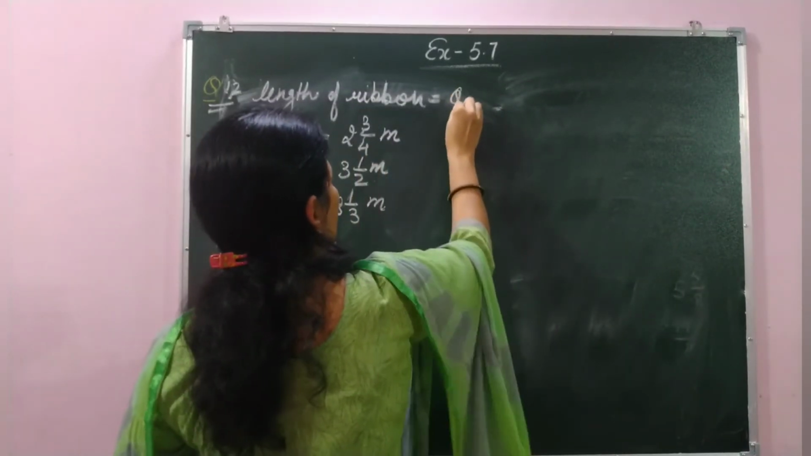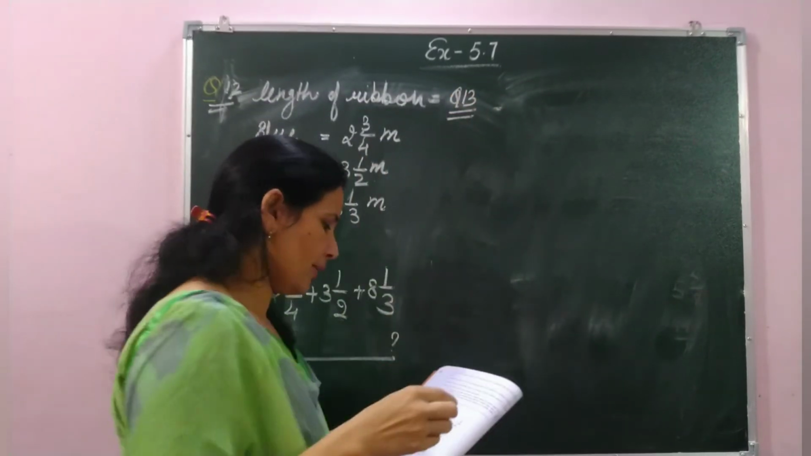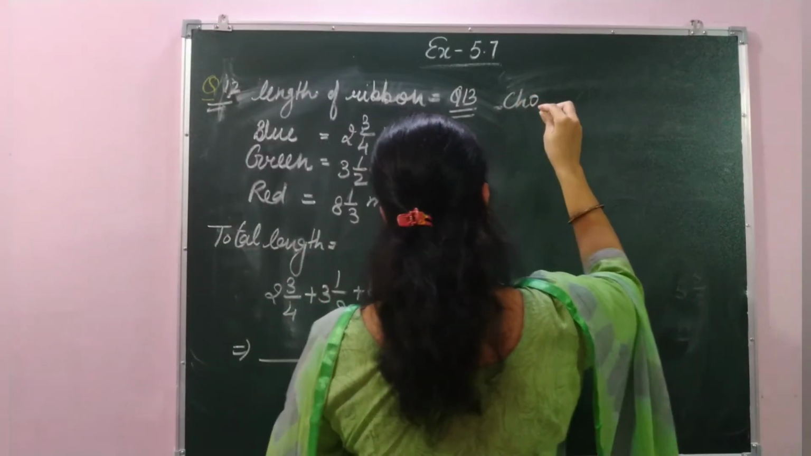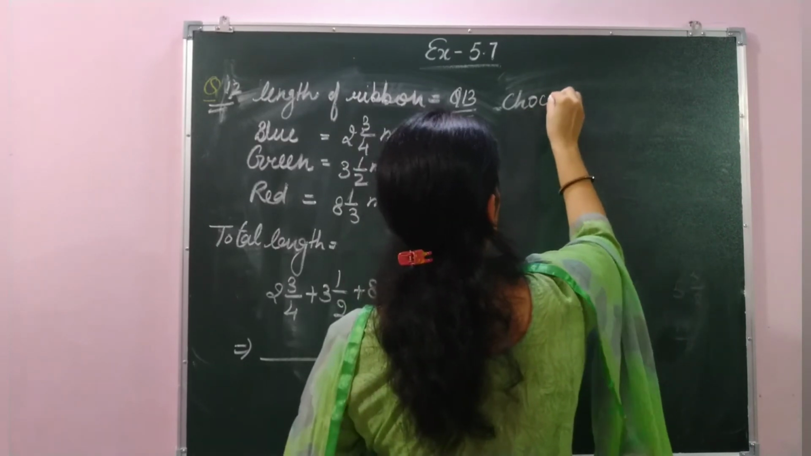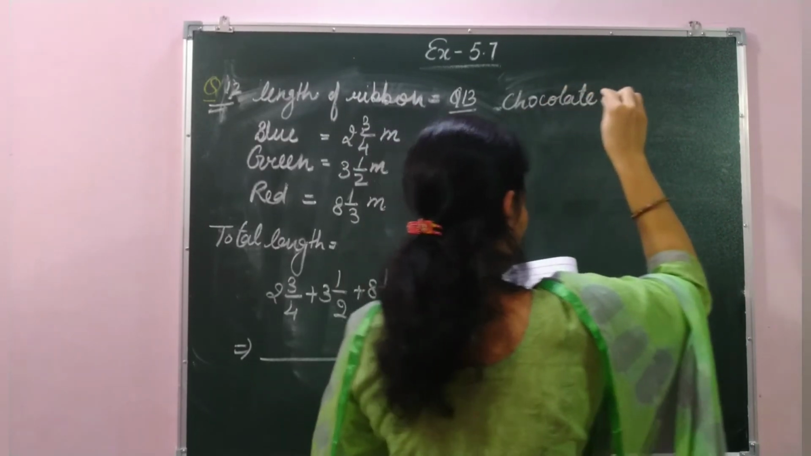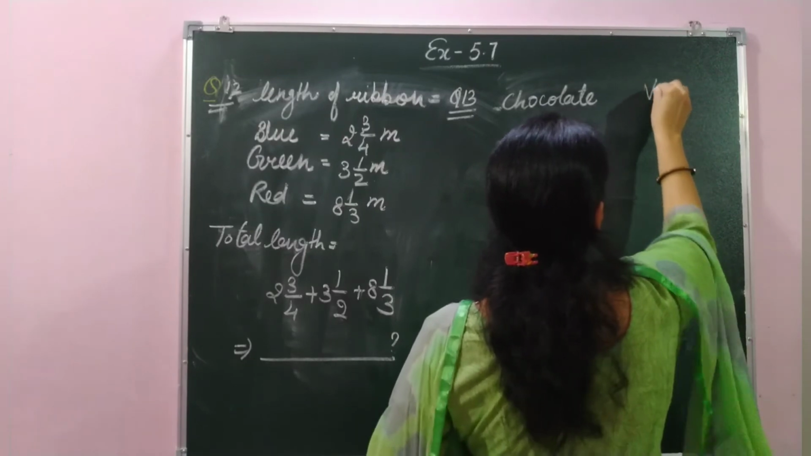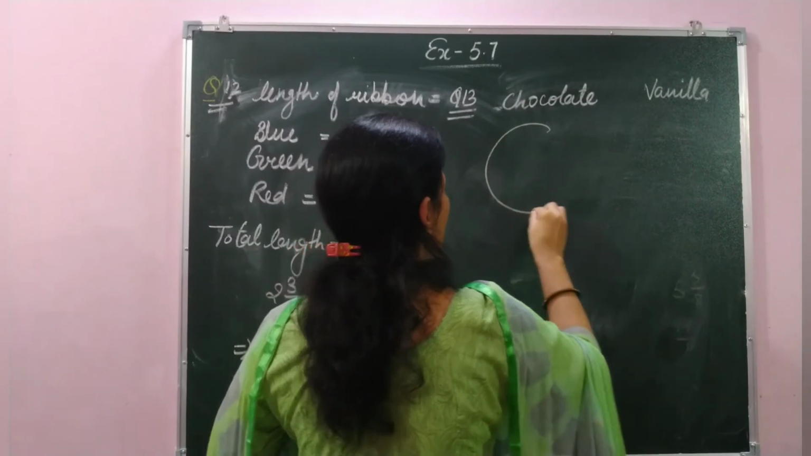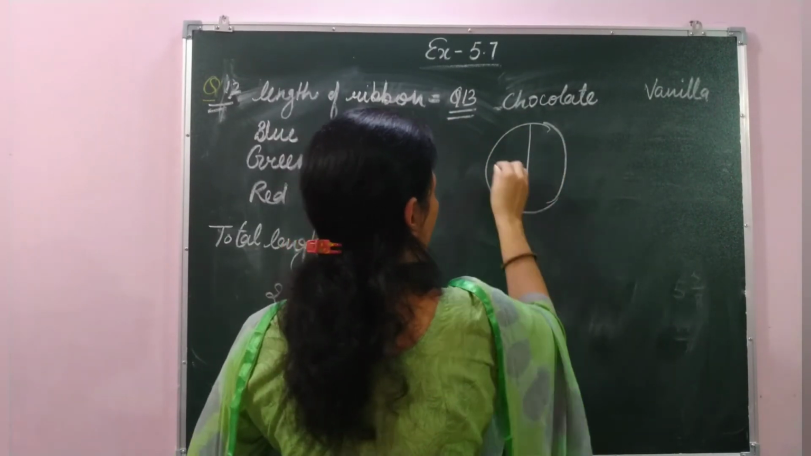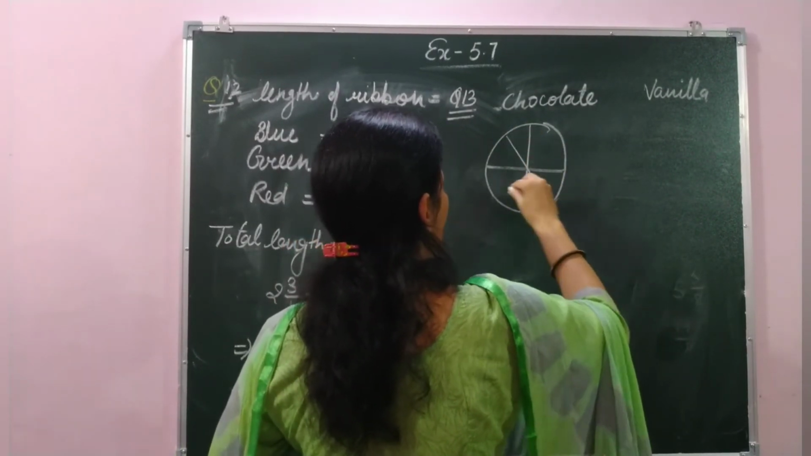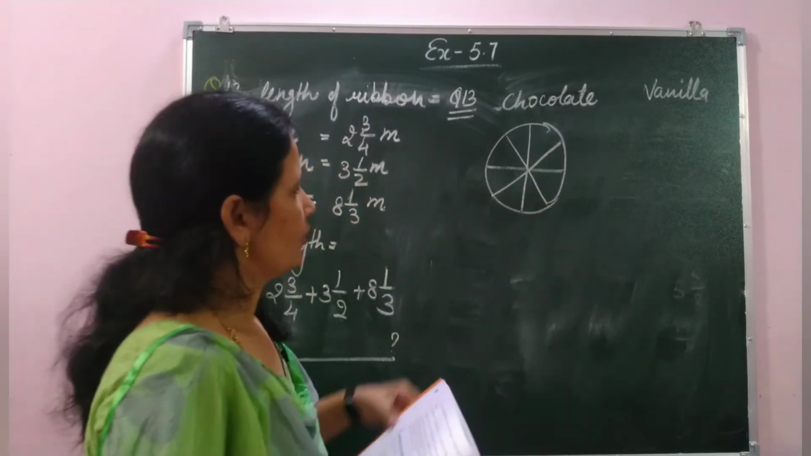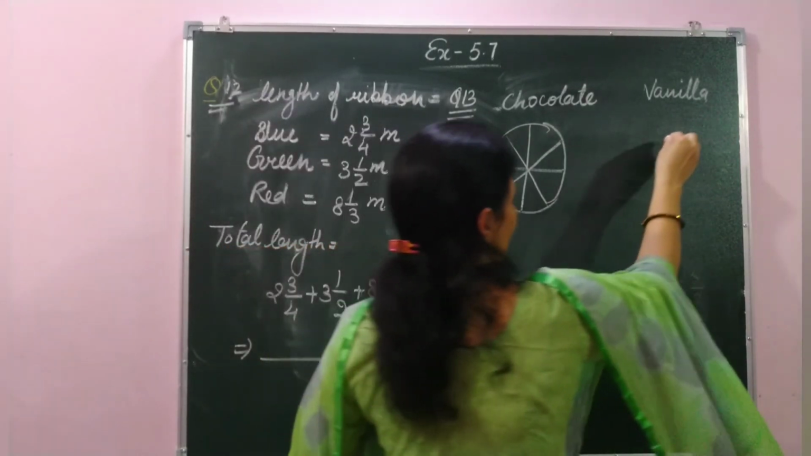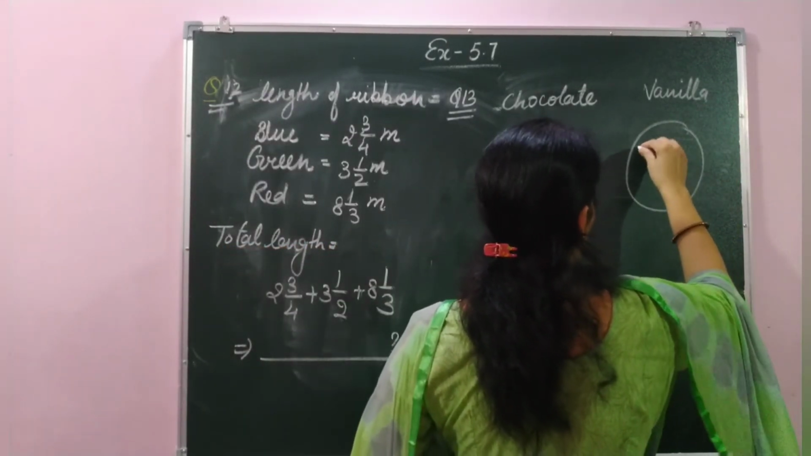That is question number 13. In question number 13, they have given Raman bought 2 cakes. One is chocolate and one is vanilla. Okay, 2 cakes Varun brought, and they divide the chocolate cake into 8 equal parts. 1 2 3 4 5 6 7 8. So they divide it into 8 equal parts, and the vanilla they divide into 6 equal parts.